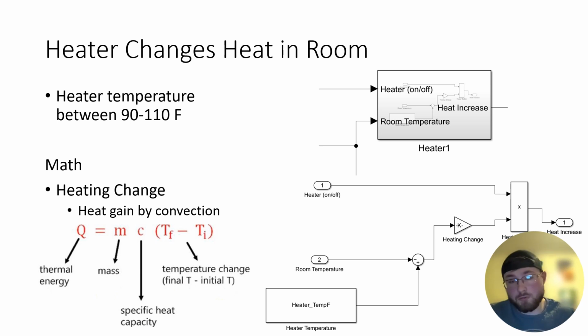In order to actually heat the room, the calculation done was heat gained by convection, as that is a type of energy that is gained in that room. This is done by first finding the heater temperature, which in American households is between 90 and 110 degrees Fahrenheit. This is then added to the room temperature, and then the heating change is calculated through this formula, and then depending on if the heater is on or off, either the heat is increased or there's no heat increase in these rooms.